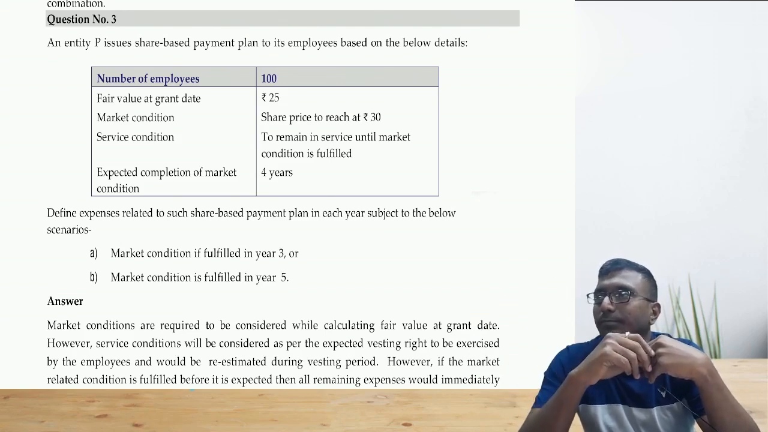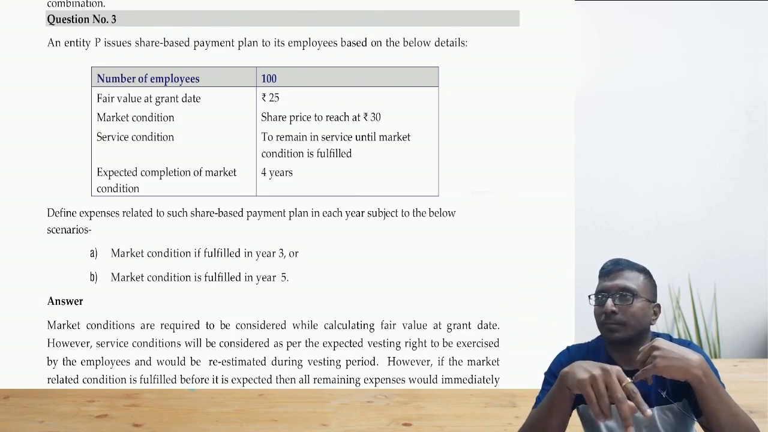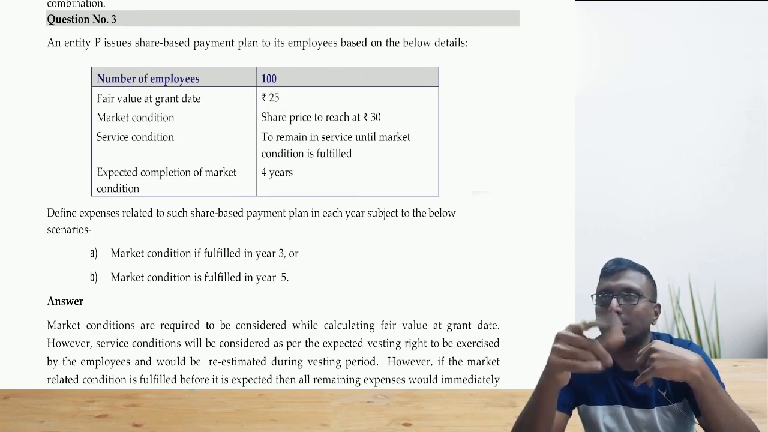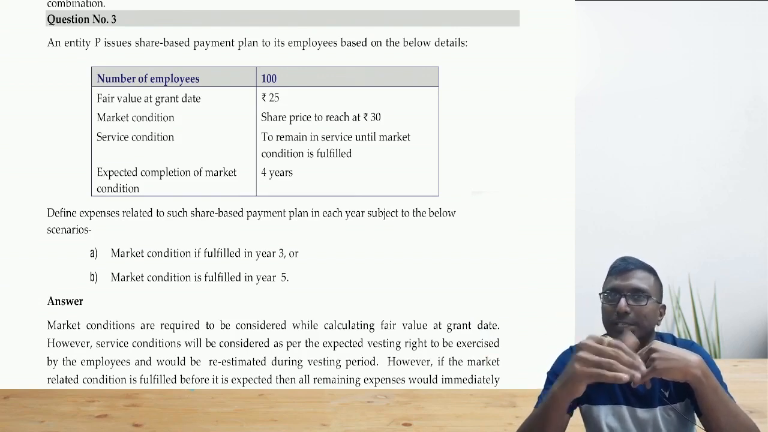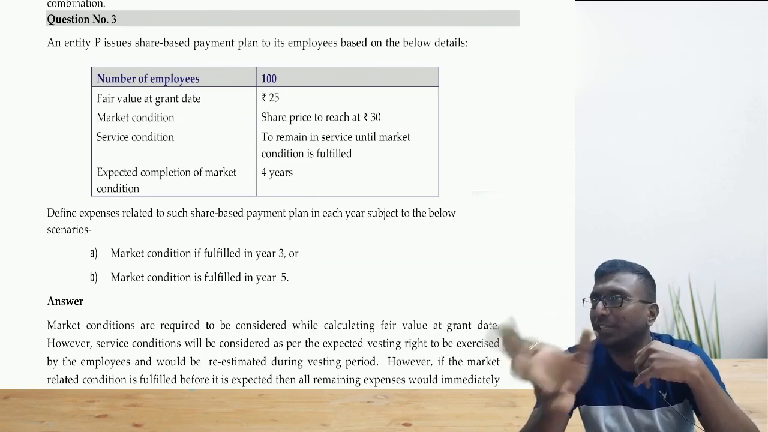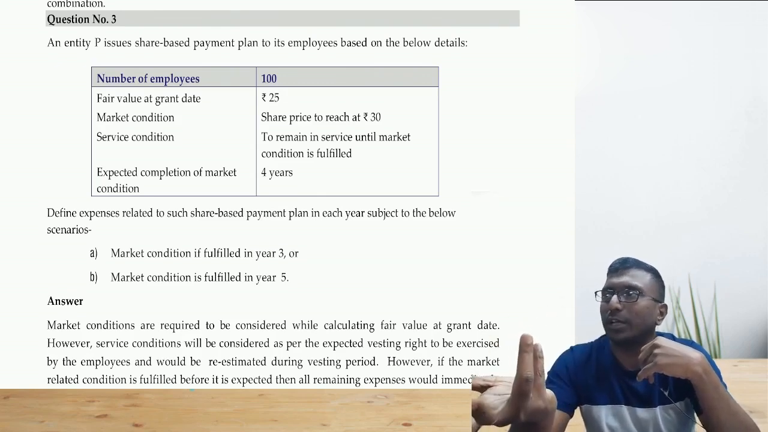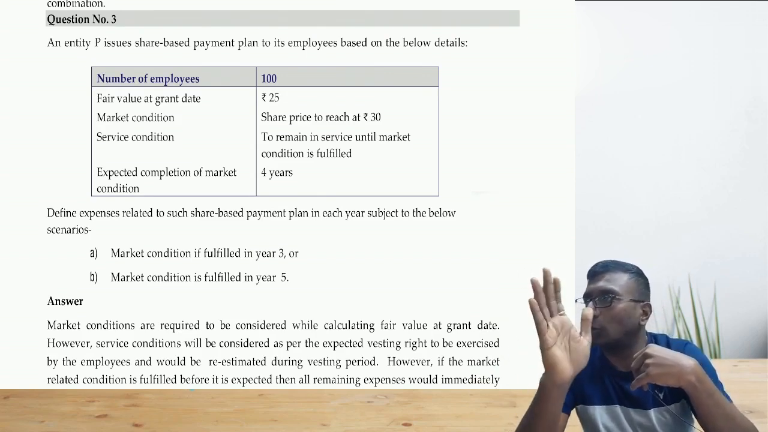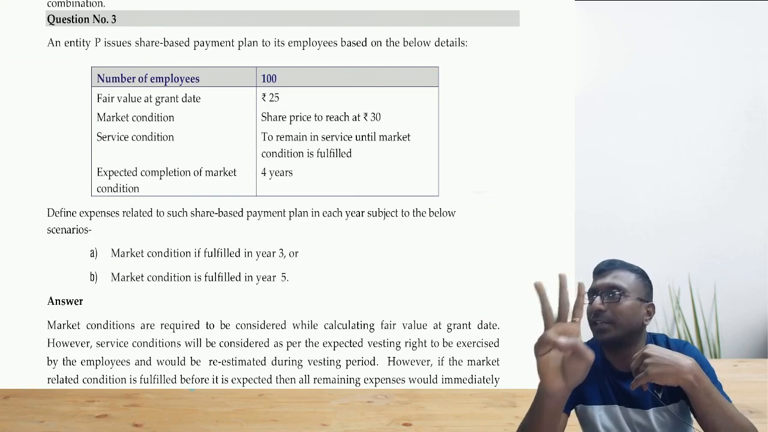1 by 4, 2 by 4, 4 by 4. Understood? In the first year I don't know whether it will be satisfied or not, so what should I do? 1 by 4, because I expected that. Second year also 2 by 4. But in the third year it finished. It finished, so the balance amount should be charged. So directly 4 by 4 will come in the third year.